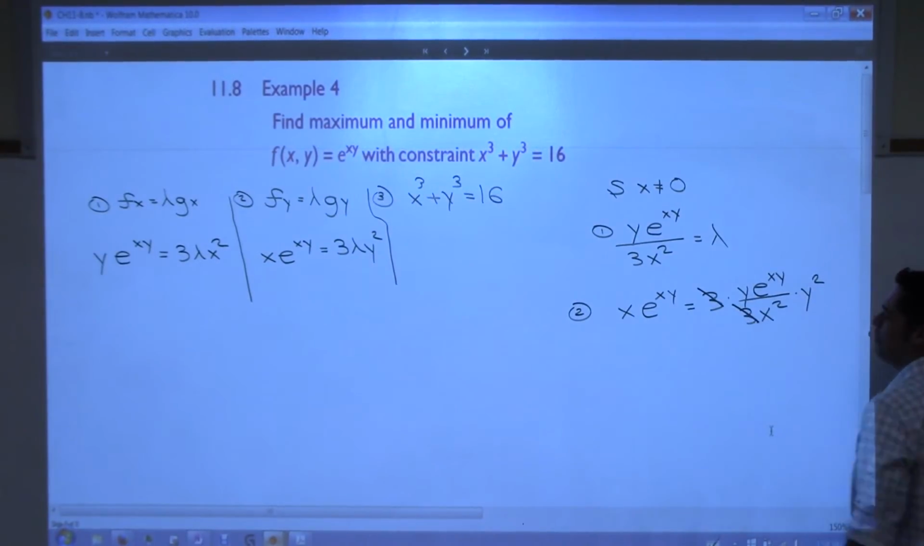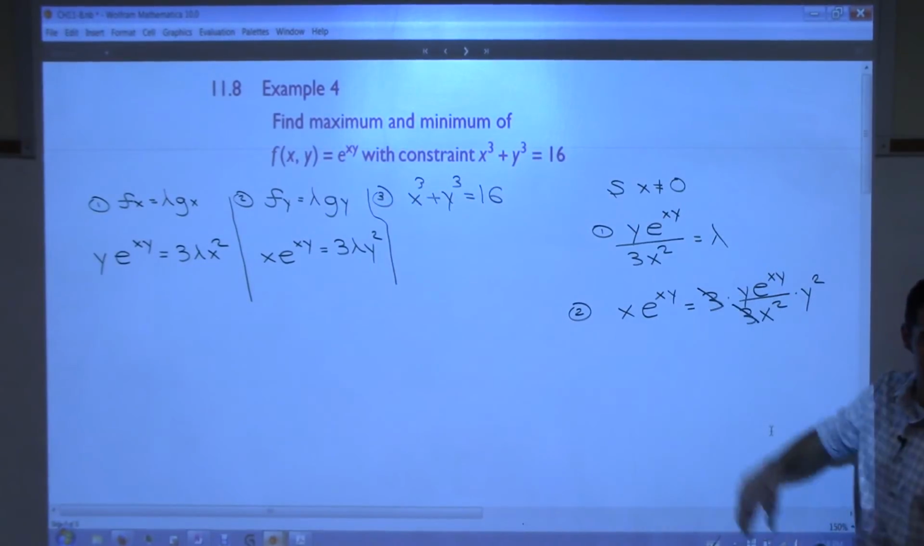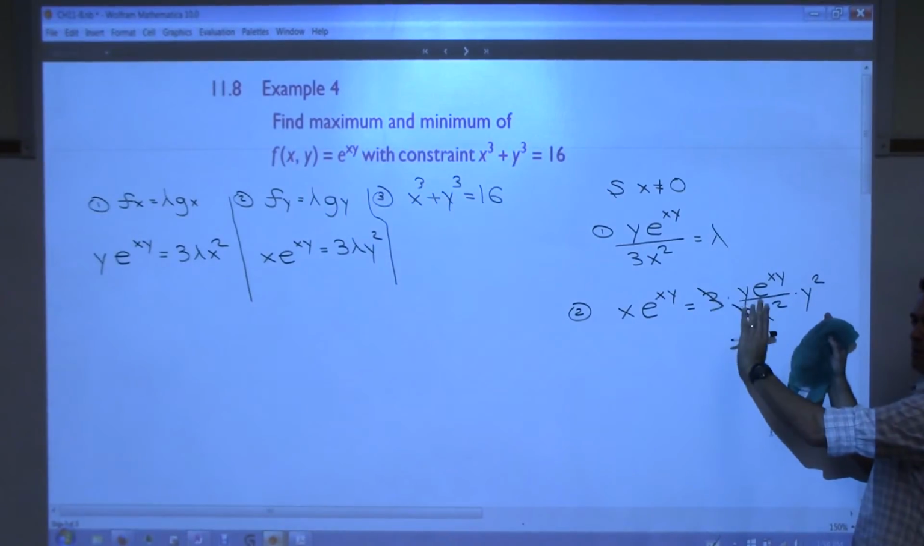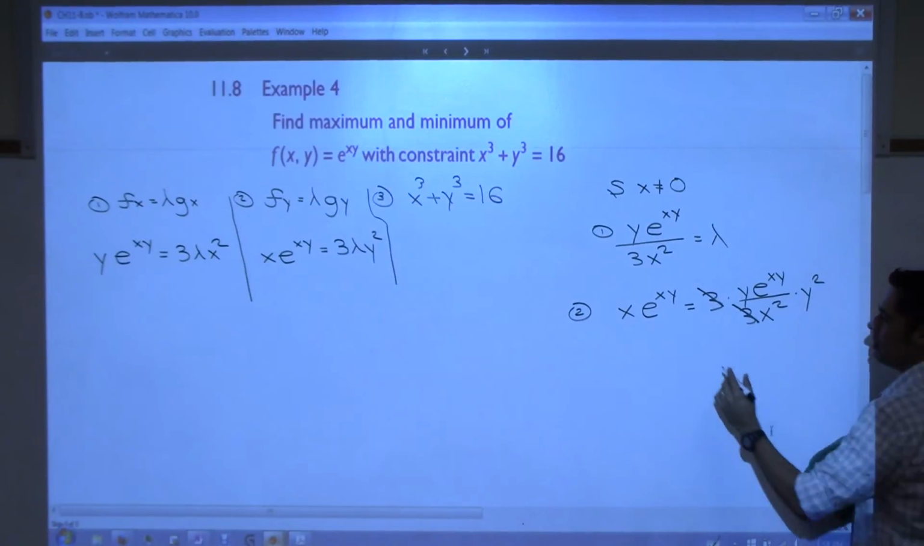All right, there we go. That I can do, right? Cancel those. What else could I do to make this a little bit nicer? Can I clear the fraction? Can I multiply both sides by x squared? Yes, because I'm saying x can't be 0, so that's a legal move. If x is 0, then I could potentially multiply both sides by 0, and you never want to multiply an equation by 0 on both sides.